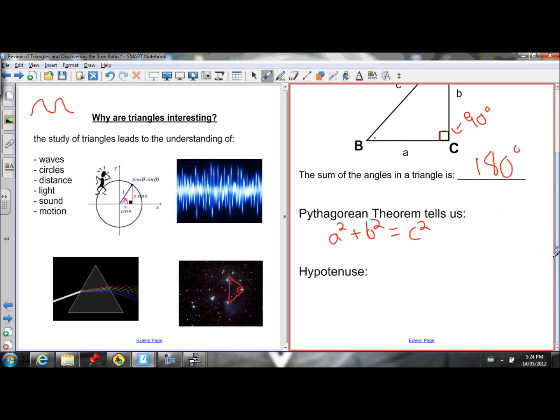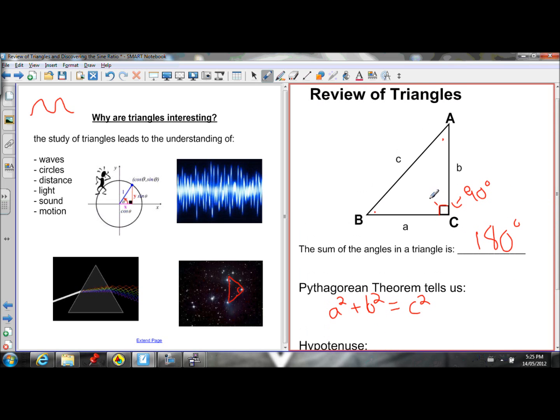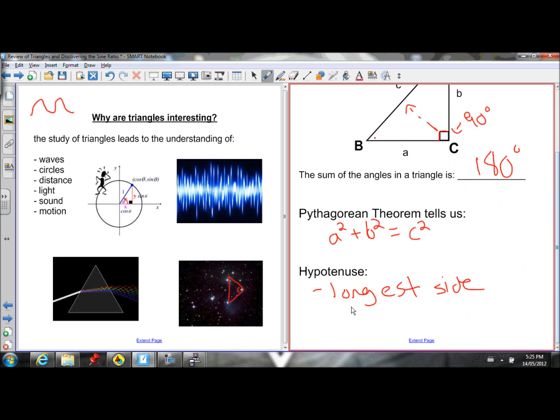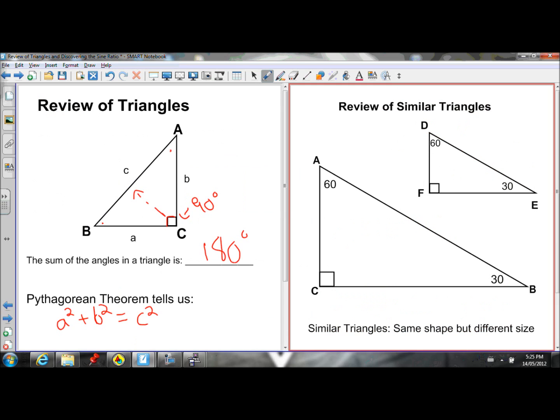Okay, so let's just jot that down. The hypotenuse is the longest side. It's always the longest side of a right angle triangle, and it's always right across, always opposite the right angle. Okay, the hypotenuse is always opposite the right angle. I use that little angle symbol. Okay? Good, so we're starting to remember about triangles now after we've been working with quadratics for so long.